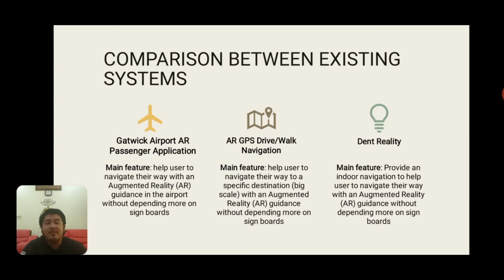Next is AR GPS drive or walk navigation. The main feature of this application is to help users navigate their way to a specific destination on a big scale with augmented reality guidance without depending more on signboards. Last is Then Reality. The main feature of Then Reality is to provide indoor navigation to help users navigate their way with augmented reality AR guidance without depending more on signboards.